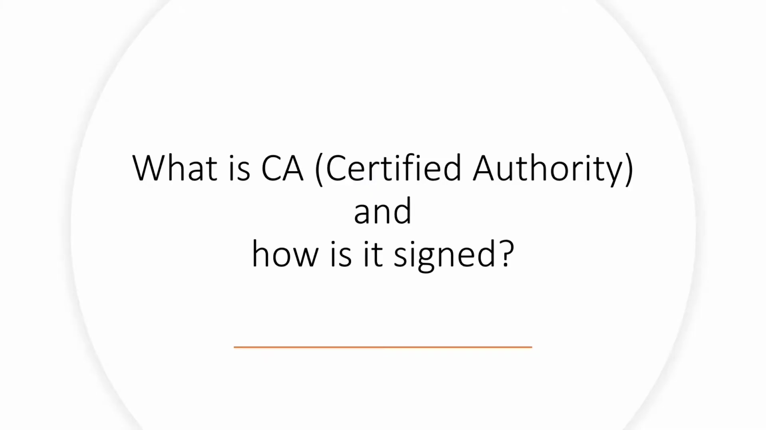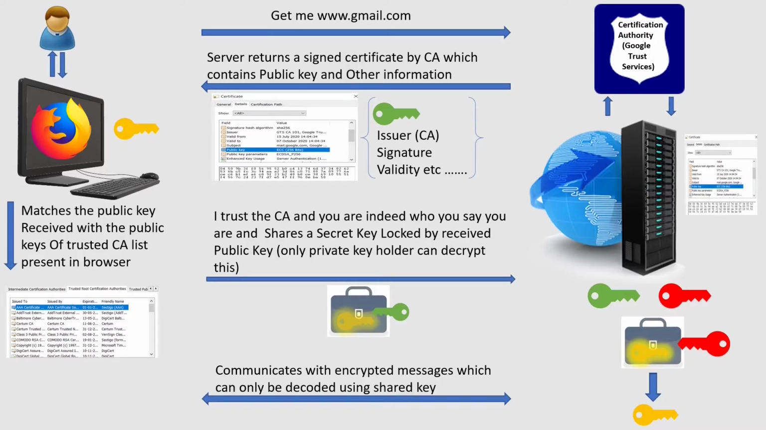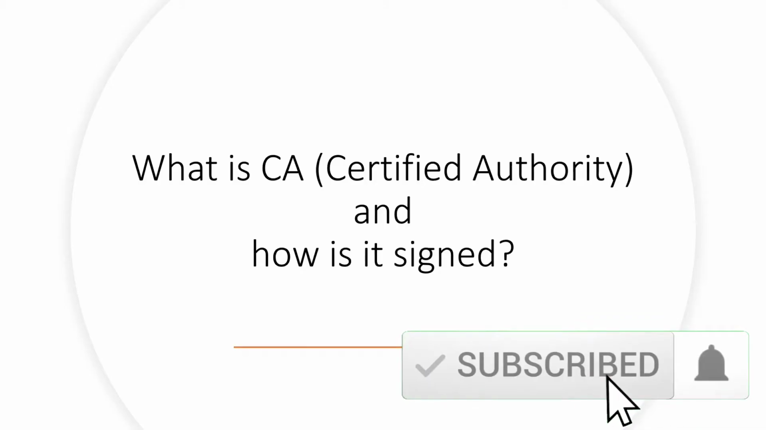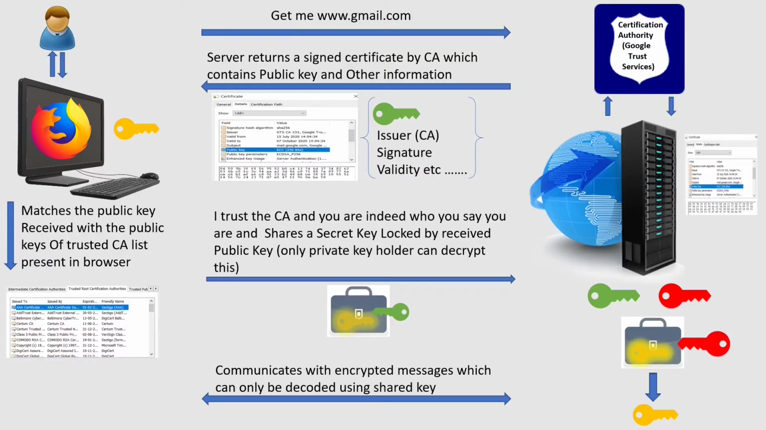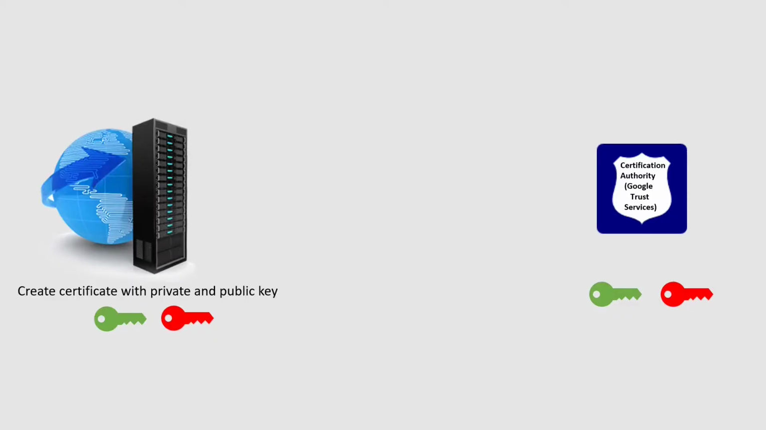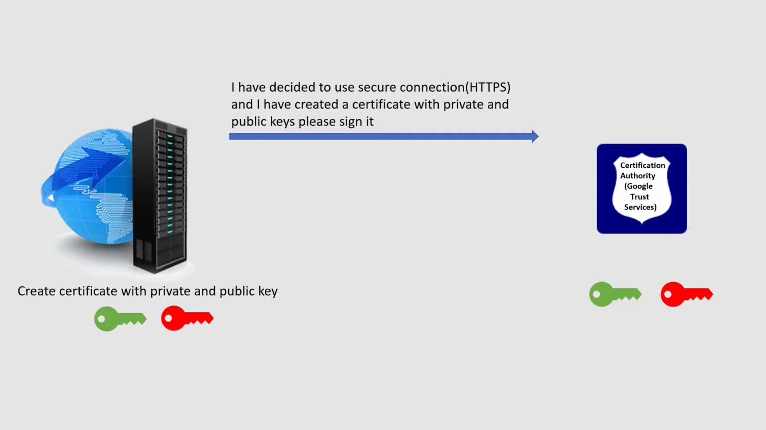Okay, let us move on to the second point, which is how our web server gets its certificate signed by the certification authority. Now we'll see what a certification authority is and how it signs. Basically, it is how the web server gets its certificate signed by the certification authority. It is a normal process. The web server generates a certificate with the public key and private key information, and it asks the certification authority, I have decided to use secure communication, so I have created a certificate with the private key and the public key.